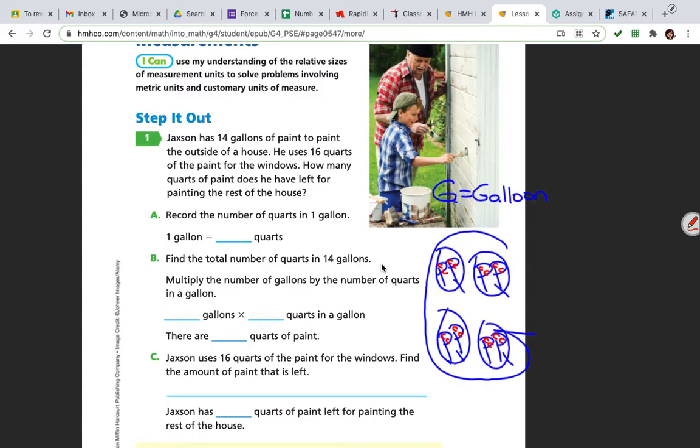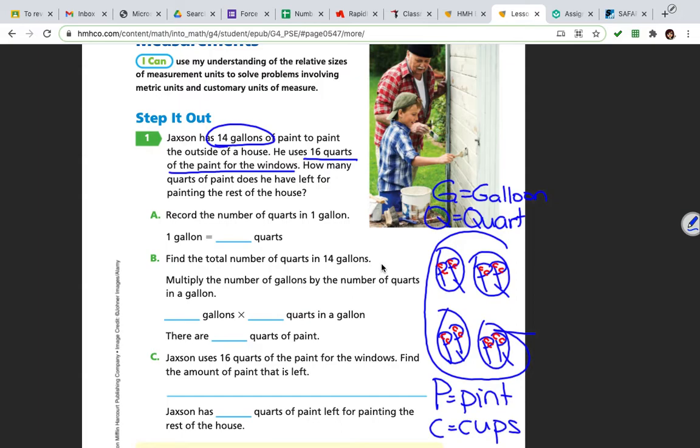So the gallon is written with a G. Q equals quart. A P is a pint. And C equals cups. So I'll leave that for this question. Alright, it says, Jackson has 14 gallons of paint to paint the outside of a house. He uses 16 quarts of the paint for the windows. How many quarts of paint does he have left for painting the rest of the windows?